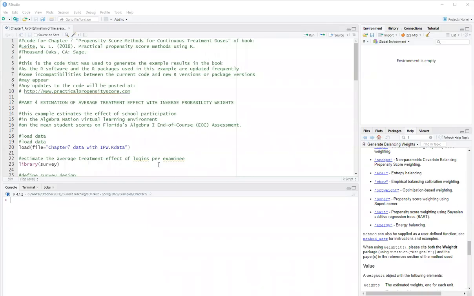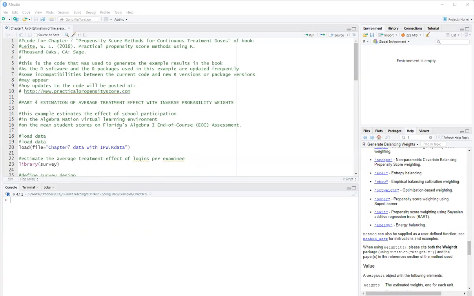Hello, this is Walter Leitch, and in this video, I will show you how to estimate the average treatment effect of a continuous treatment. This example is from my book, Practical Propensity Score Methods Using R, and it's part of Chapter 7, Propensity Score Methods for Continuous Treatment Doses. This is the last video of the sequence.